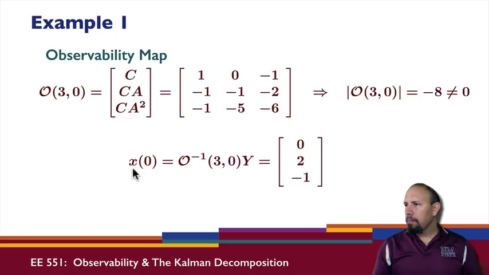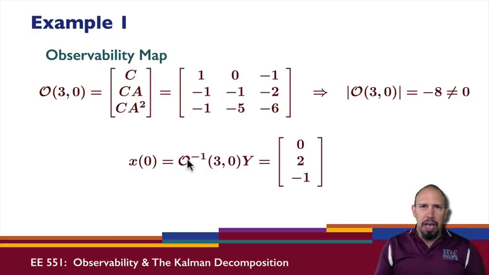And so we look at the output then. To find the initial condition, we basically would have this condition: x of 0 is equal to the observability map inverse. Notice in general, this matrix may not even be square, so we wouldn't necessarily be able to take the inverse, but we should be able to have a left inverse of it, times the vector of output values. And when we compute that, we actually get these values. So this is the obtaining of the initial condition from the output values.